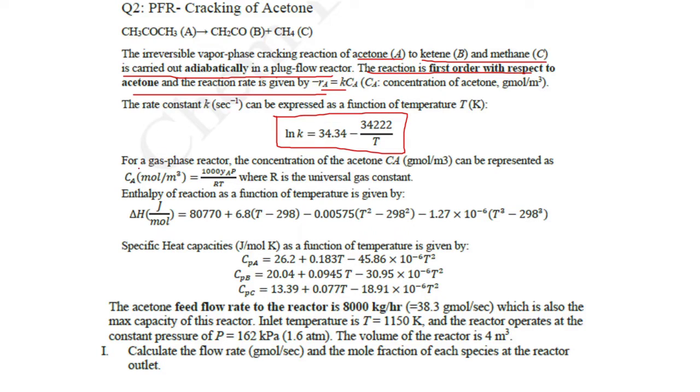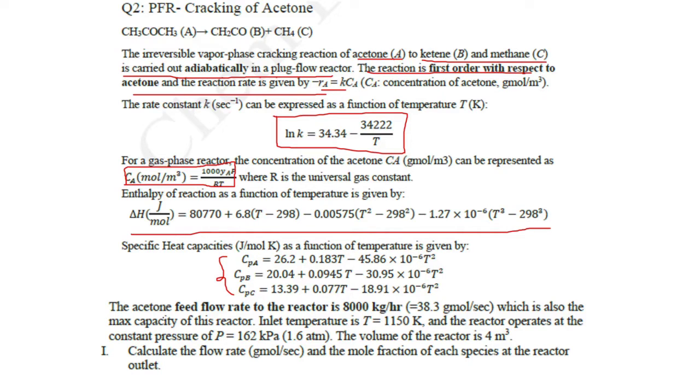And for a gas phase reactor, the concentration of acetone is represented by this equation. This is a component balance on the ideal gas equation. You can derive this very easily. And the enthalpy of the reaction is a function of temperature and it's given by this. And the specific heat capacities of A, B, and C are also given.